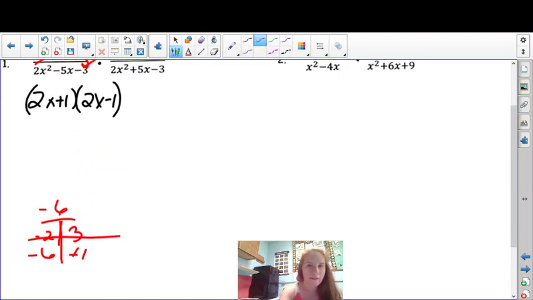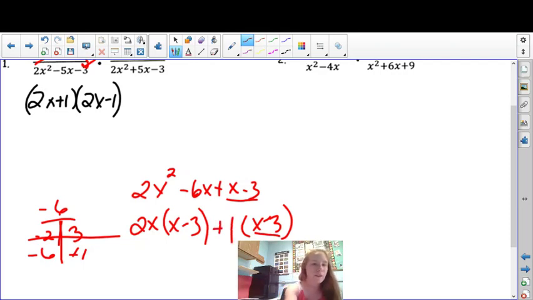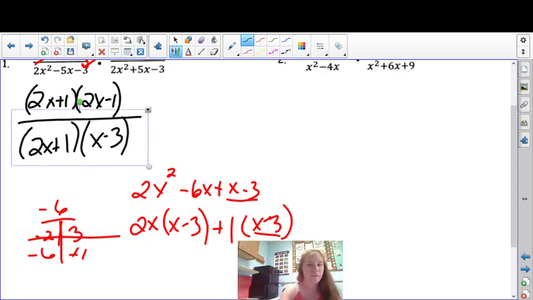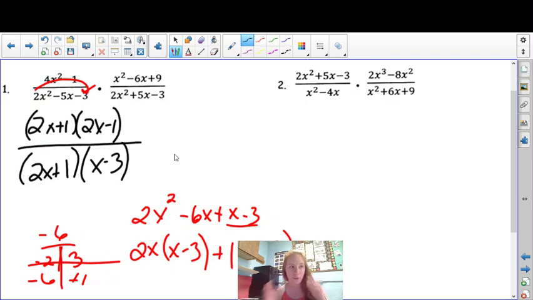So I have 2x squared minus 6x plus x minus 3. I can take a 2x out of 2x squared and 6x, so I'm left with x minus 3. Leave a little space, x minus 3. When I end up having the exact same thing, in the middle we'll just go plus 1. So I'll have one factor of 2x plus 1, and the other factor of x minus 3. I'm going to wait until I do the other fraction before I start canceling because I don't want to forget.